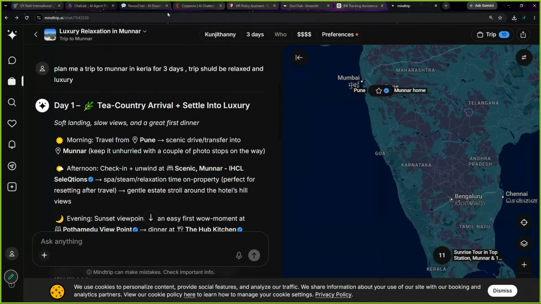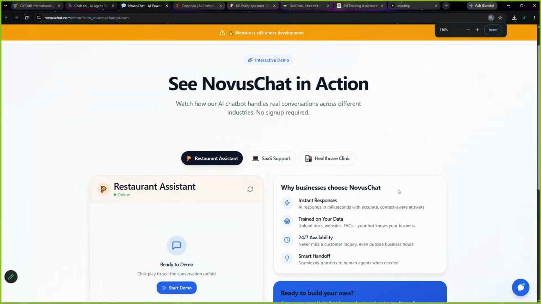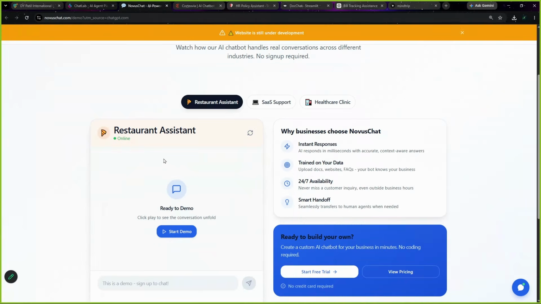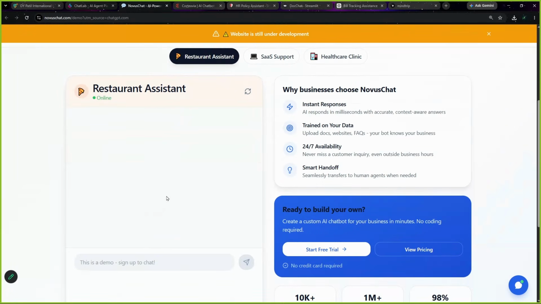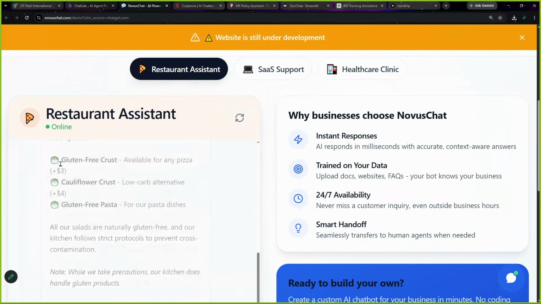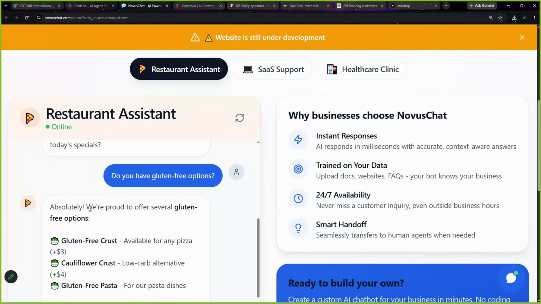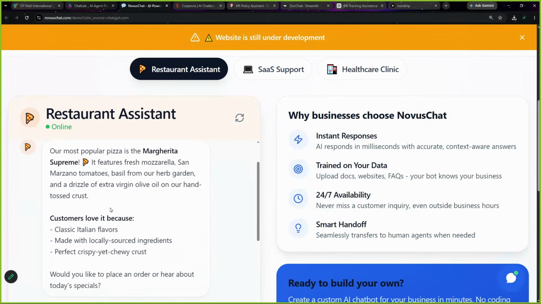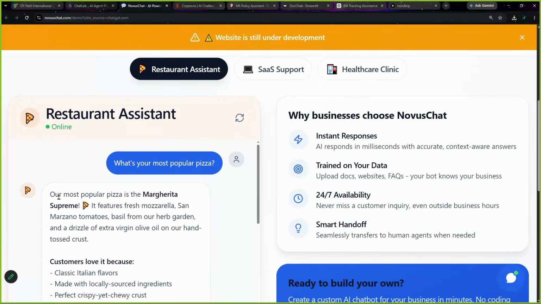Okay, let me also show you this website. See, this was some website, restaurant assistant. All right, this is just a demo. Let us start the demo. What's your most popular pizza? It is telling our most popular pizza. We are proud of, okay, it is just running some simulation, but our most popular pizza is Margherita Supreme.